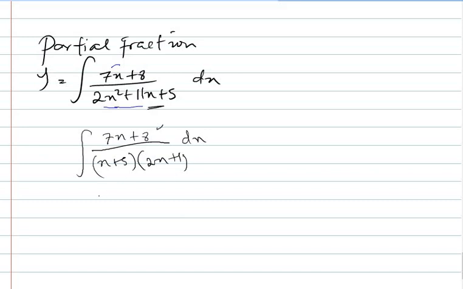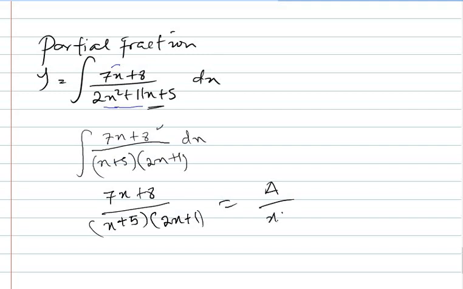So from here, since we have this, let's take (7x plus 8) over (x plus 5)(2x plus 1), which is equal to A over the first one, x plus 5, plus B over the second one, 2x plus 1. Remember we have an integral, so we are going to leave it, and later when we find the values of A and B, we can put it back.